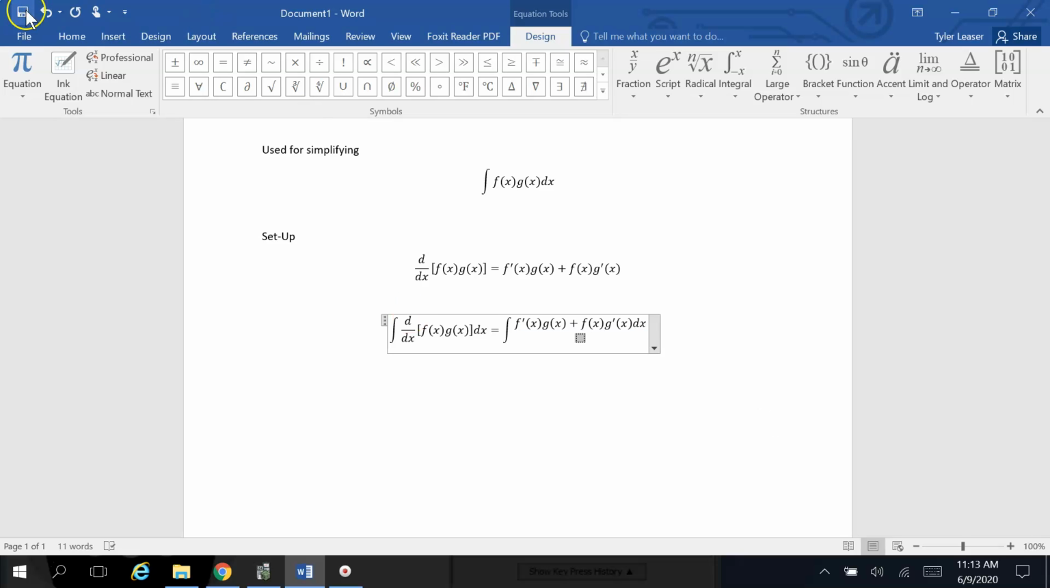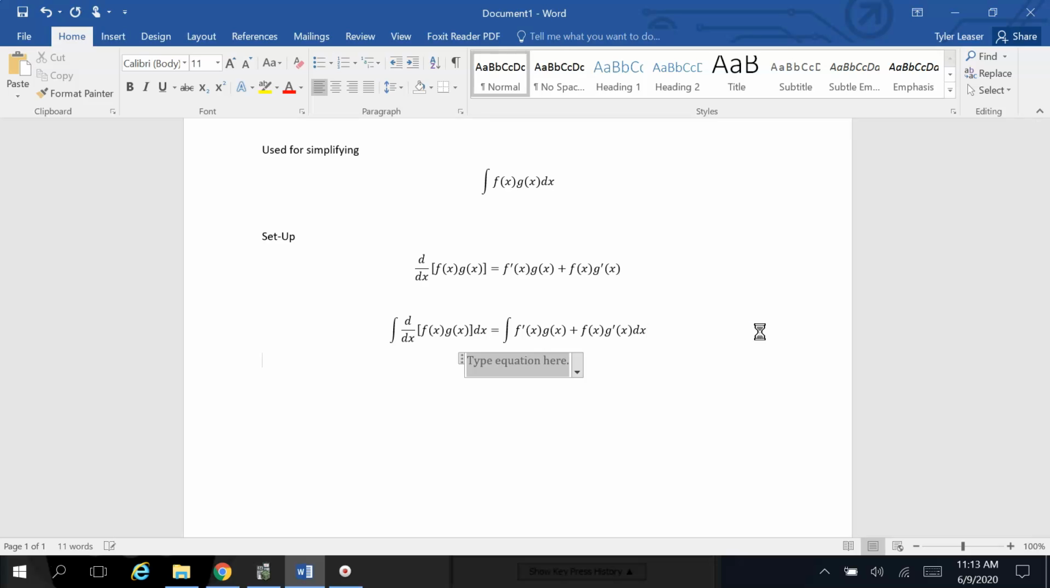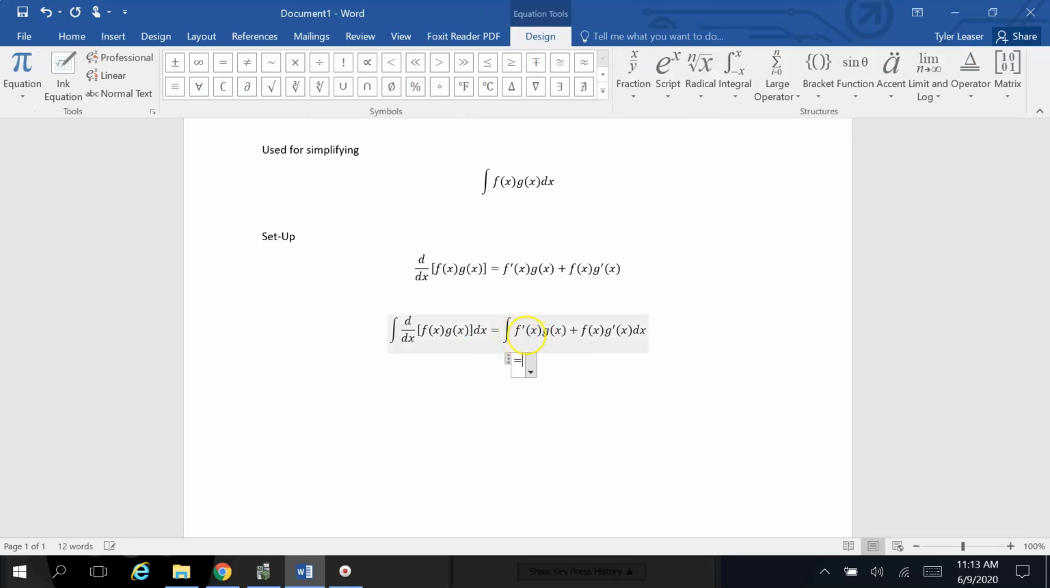Okay, so now we can split up this integral into two separate integrals. So just rewriting this as the integral of that first term up top, plus the integral of the second term.